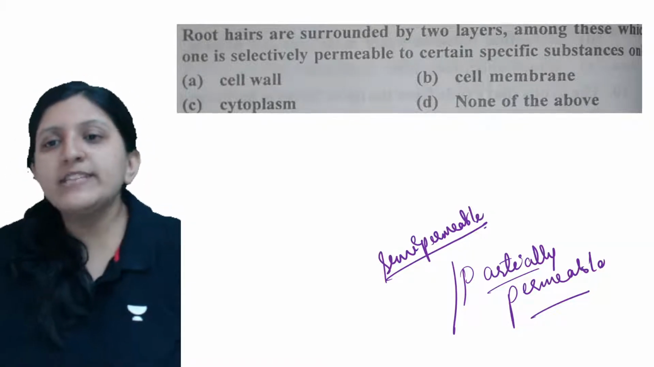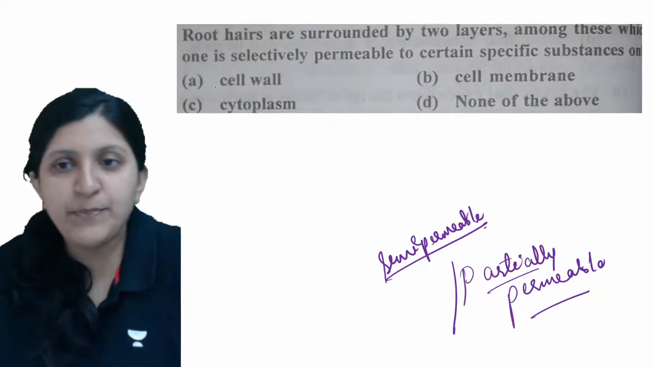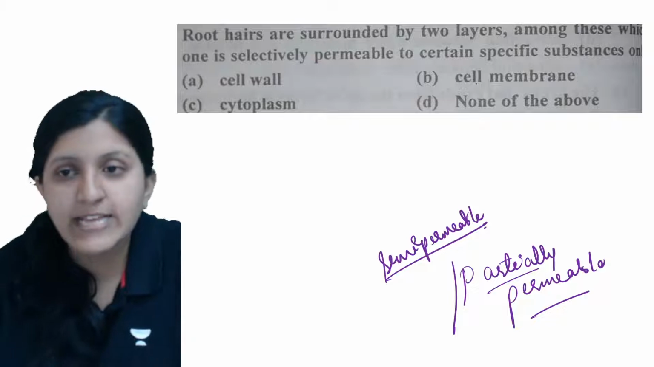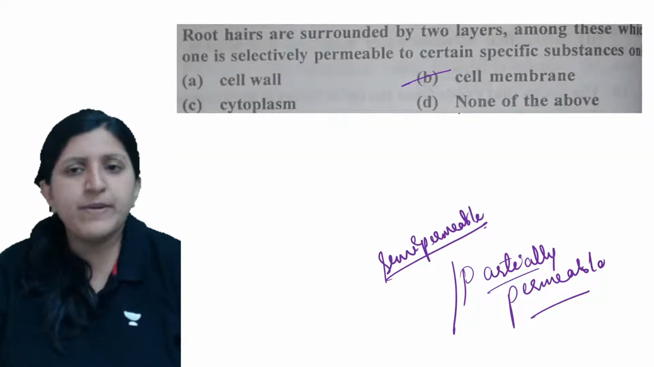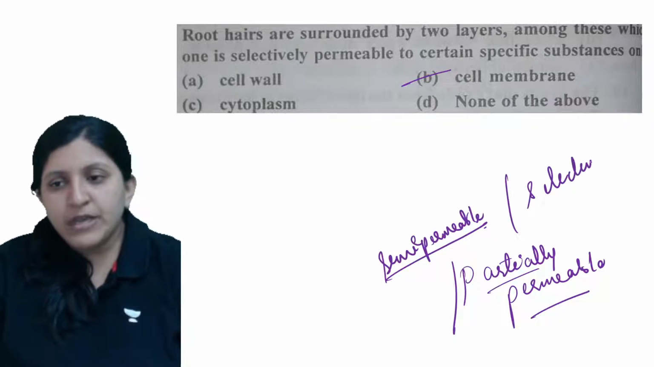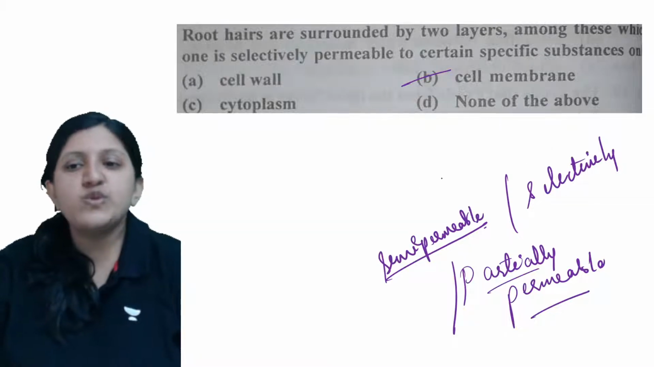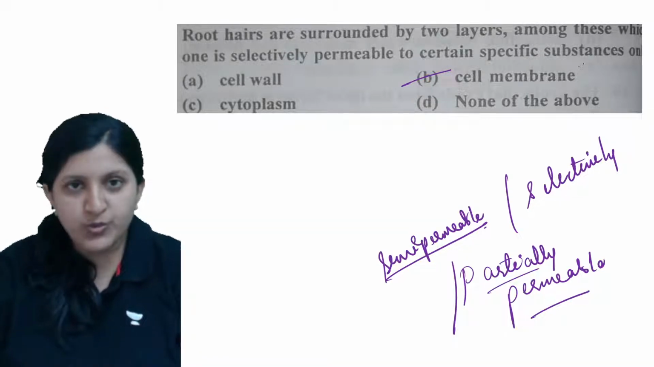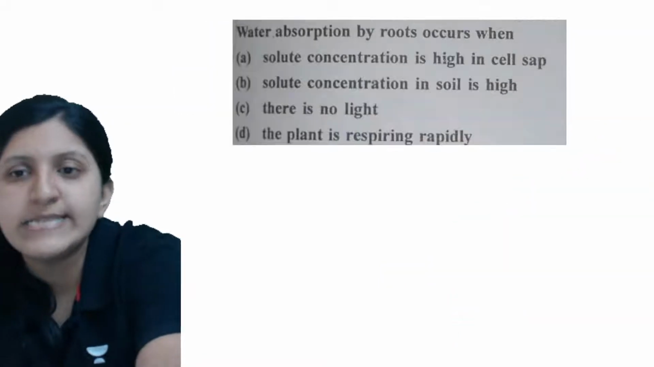The cell wall is freely permeable, and the other one is mentioned as selectively permeable. That means it is partially permeable or semi-permeable, and allows only selective materials to pass through. Water is allowed to move in, but the solutes are not allowed to move in easily. So it is the cell membrane.